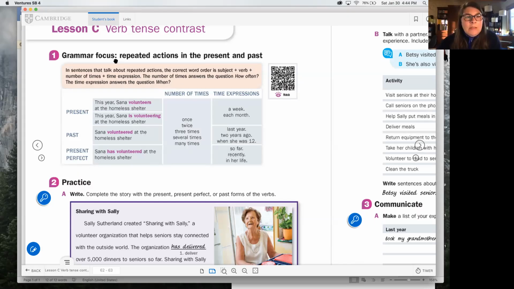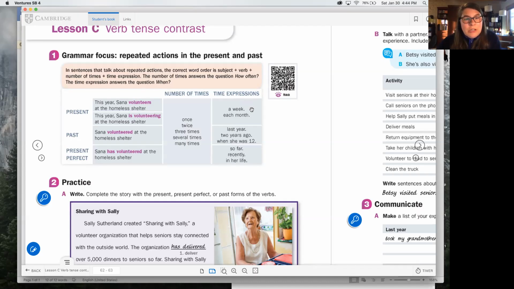But the purpose of this is to talk about repeated actions in the present and past, things that happen often, on a regular basis or multiple times. And so present, past, and present perfect, here's the tense. And then we're going to practice using this once, one time, twice, two times, three times, several times, and many times. Several is like 7 or 10, and many can be many, many, like 50, okay?